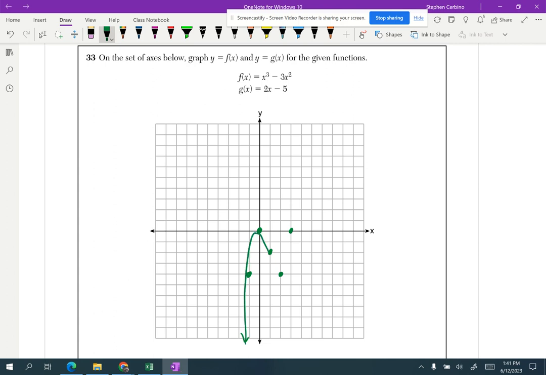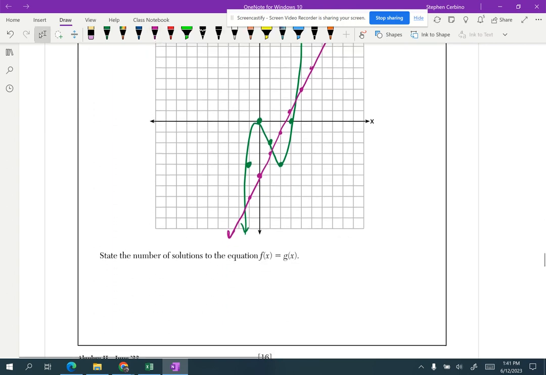It's going to come up, turn, and come back up, label it f. We can also graph g: -5, 1, 2, 3, 4, 5, up 2 to the right 2, use your slope, use Desmos, whatever you're doing to graph this. And we have g. The next part, the number of solutions, not what they are, just how many. How many solutions are there? There are 1, 2, 3. That's all you got to show for that. Done.